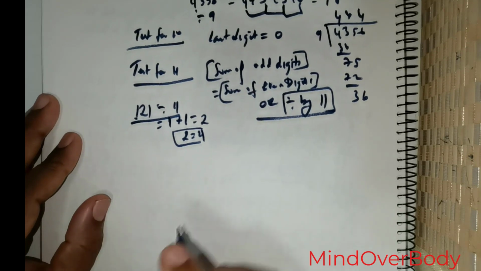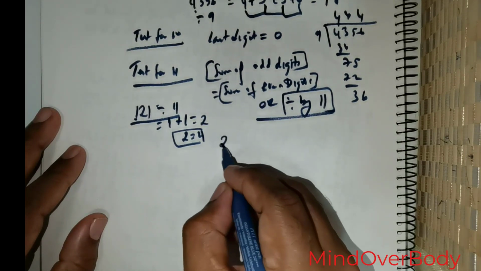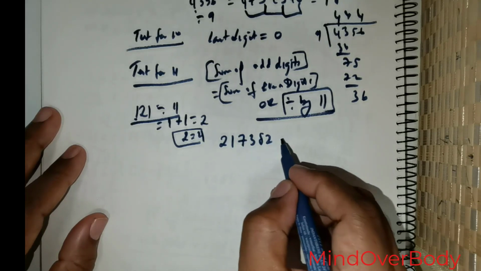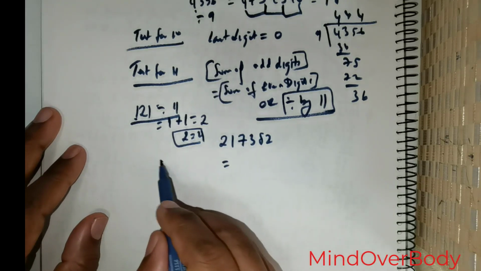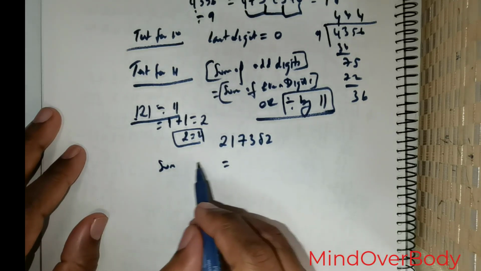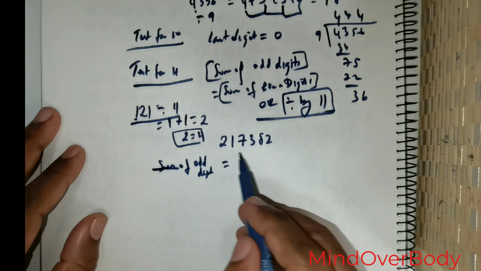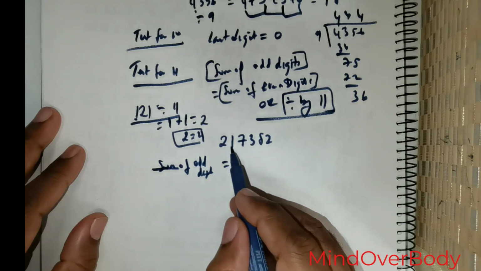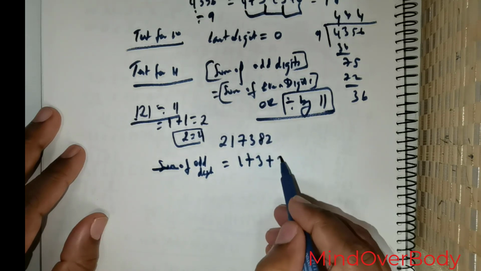Now let me show you how exactly the second condition comes into play. Suppose you have a number like this, 217382. Take out all the digits in the odd places, so the sum of odd digits. What do you get? This is an odd digit, this is an odd digit, this is an odd digit. So it's going to be 1, plus 3, plus 2.